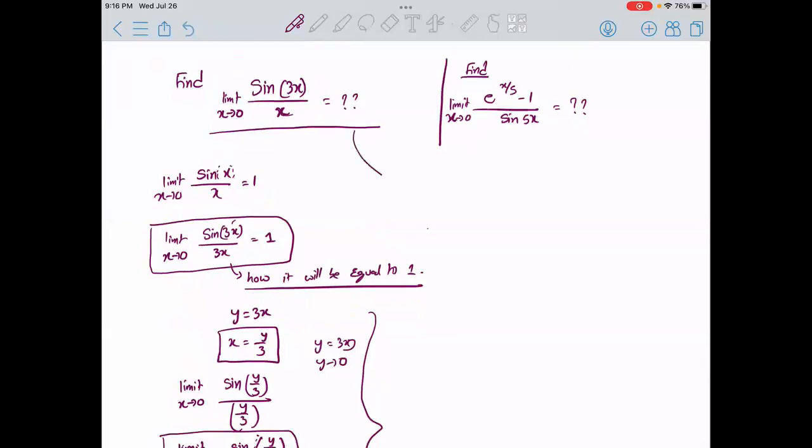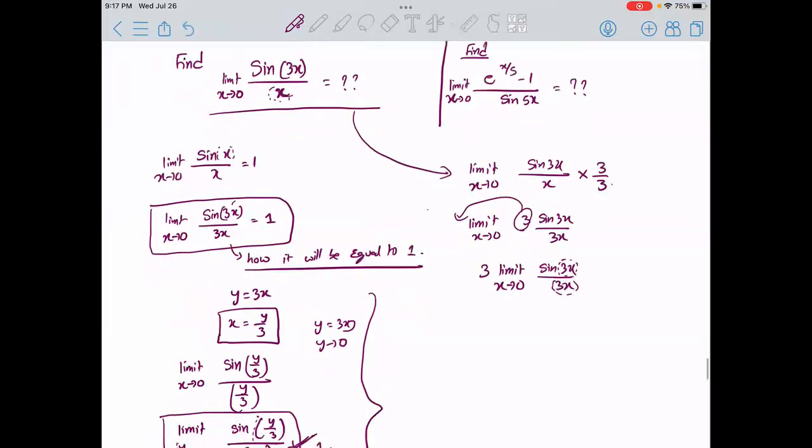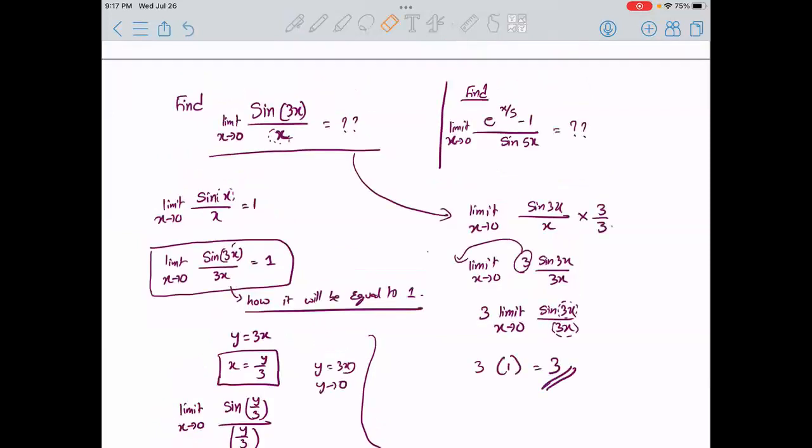So we have to convert the denominator into 3x. So limit x tends to 0 of sine 3x by x: I multiply and divide by 3, giving limit x tends to 0 of 3 into sine 3x divided by 3x. Removing the 3 outside, 3 times limit x tends to 0 of sine 3x by 3x, which is 3 into 1, equal to 3. Clear? Yes, sir.